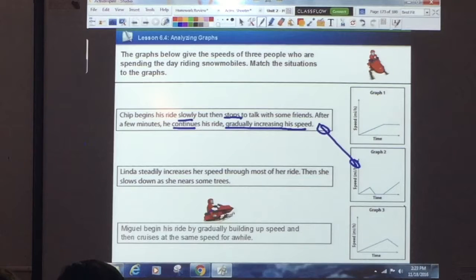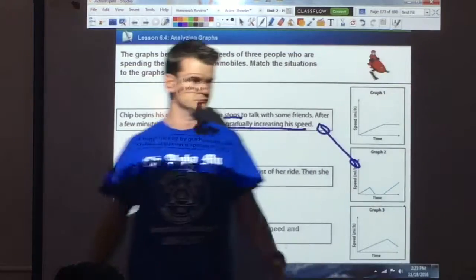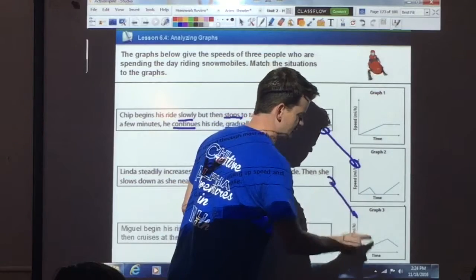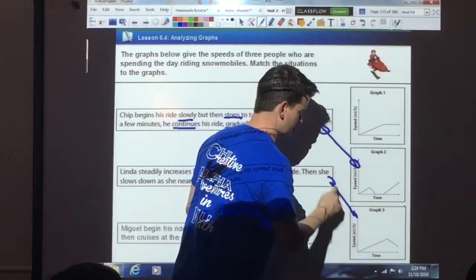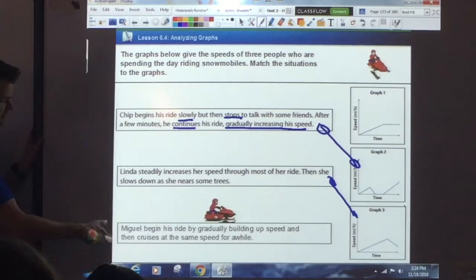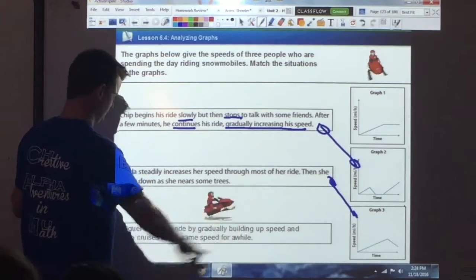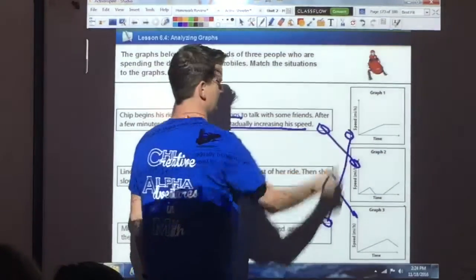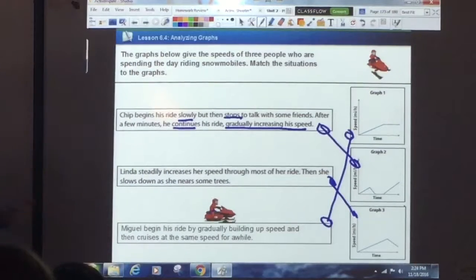Mr. Rozo, what about the next scenario? We have Linda. Linda steadily increases, then slows down as she approaches some trees. What do you think? Graph 3 is correct. Steadily increases, and as she gets to those trees, she slows down so she doesn't crash into the trees. Which means the only scenario left is Miguel. He begins his ride by gradually building up speed and then cruises at the same speed for a while. That's the matching graph.